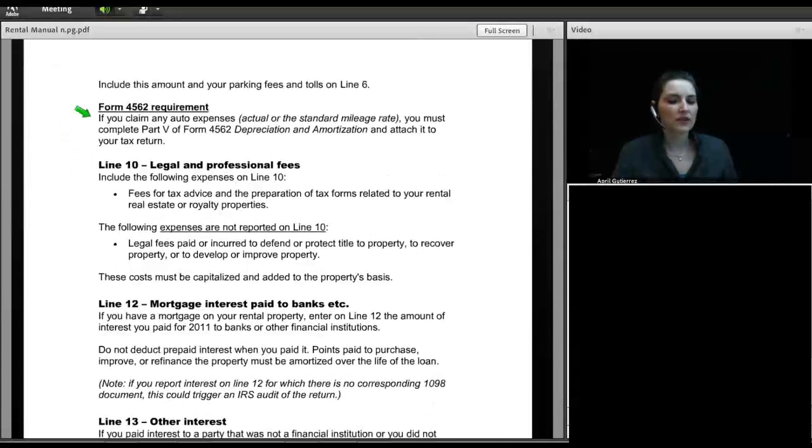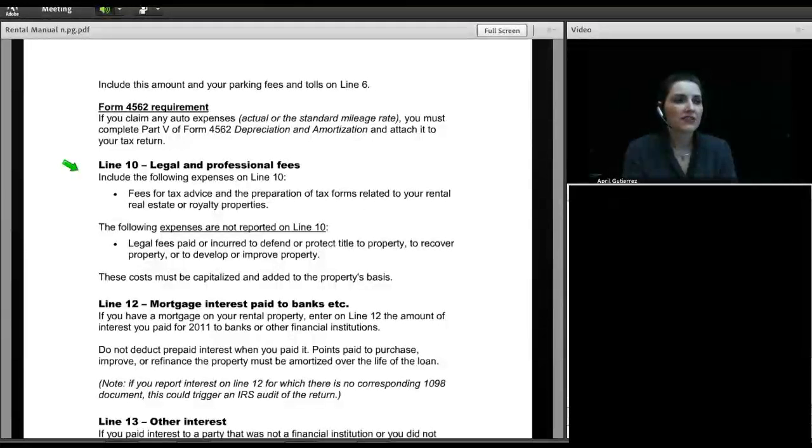There is a Form 4562 requirement. If you claim any auto expenses, whether you are claiming actual expenses or the standard mileage rate, you must complete Part 5 of Form 4562, depreciation and amortization, and attach it to your tax return. Now, one of the things I have observed is that when you're filing a Schedule C and the auto information is required on Schedule C, the IRS will reject the Schedule C if the auto information is not included. You either enter the auto information directly on the Schedule C or you enter it on 4562, which is attached to the Schedule C and the rest of the return.